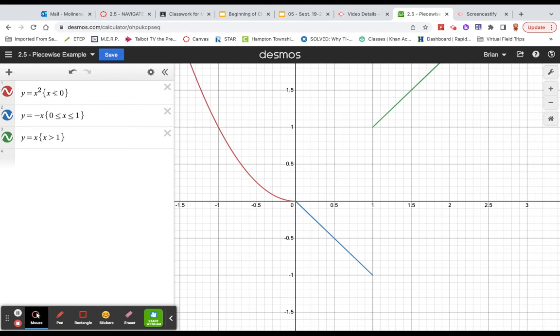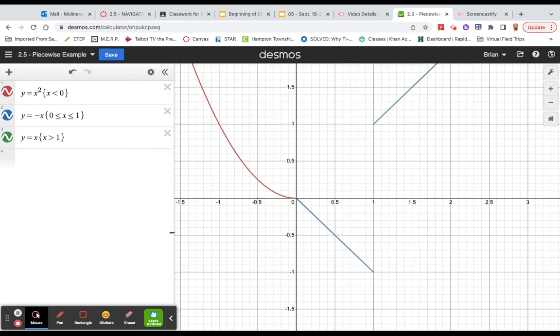So truthfully, it would not matter where I would put that equal to. I could put the equal to on the y equals x squared, or I could put the equal to where it is with the y equals negative x. Either way, this thing is traveling through the point 0, 0, regardless of its assignment. In that situation, you have what's called a continuous function.